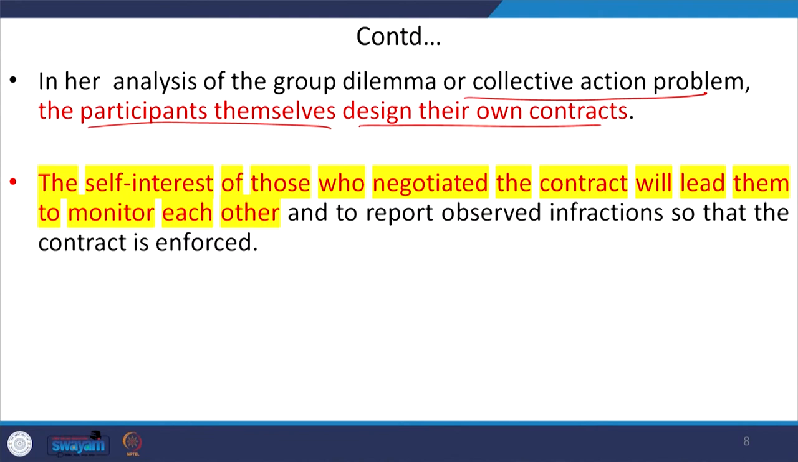So, taking into account all this knowledge about the very commons, these participants themselves can design their own contracts for governing the commons. And who will be participating? Obviously, the user groups will be participating and trying to design their own contracts for governing these commons, because the self-interest of those participants who negotiated the contract will lead them to monitor each other. Because in this decision making process, when you are saying that the user groups can govern themselves for the very sustainability of the resources, the question arises: if there are any loopholes, then who is going to monitor or check it? So, that is why she argued that because of the self-interest of these participants, they will be negotiating and they will also be deciding who will be monitoring.